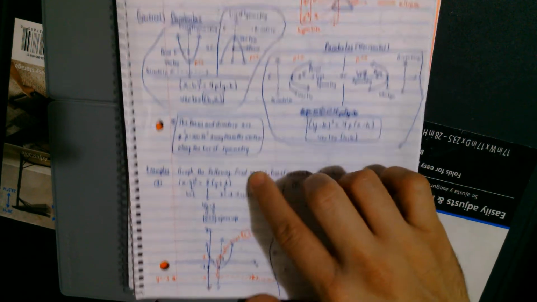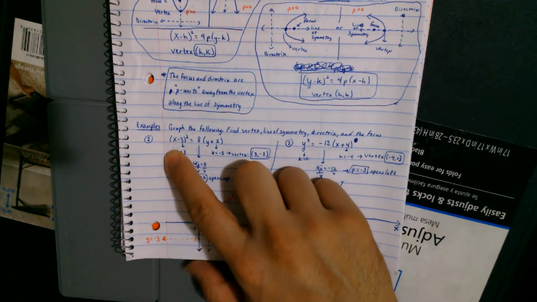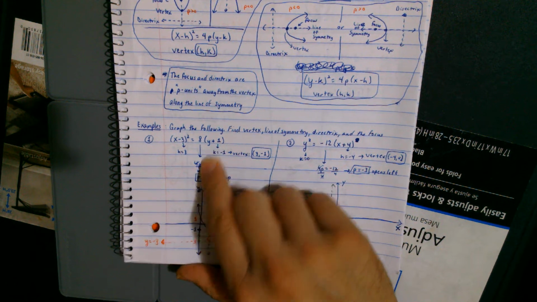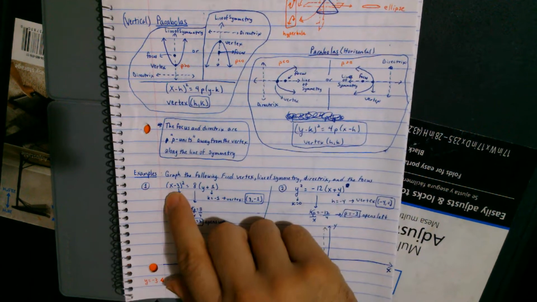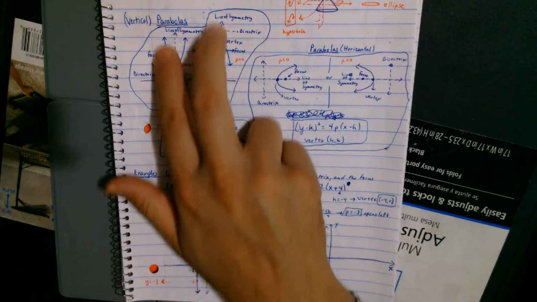And I'll show you what I mean in a minute. Let me walk you through a couple of these to kind of explain this. So here's the gist. This is (x minus 3) squared equals 8 times (y plus 1). So here it's x squared equals something with y. We know it's going to be up or down.